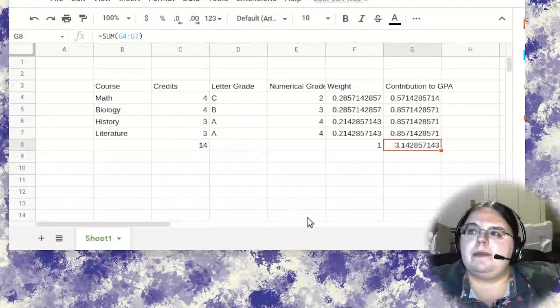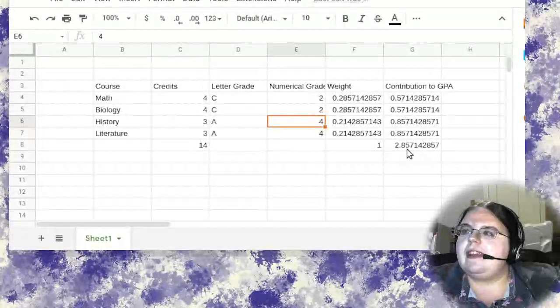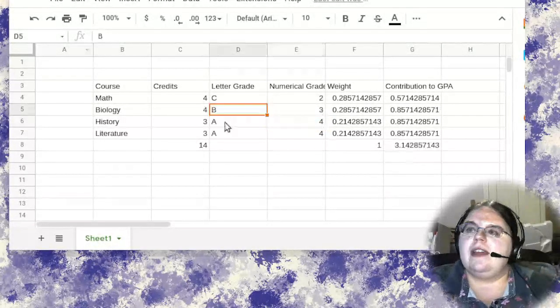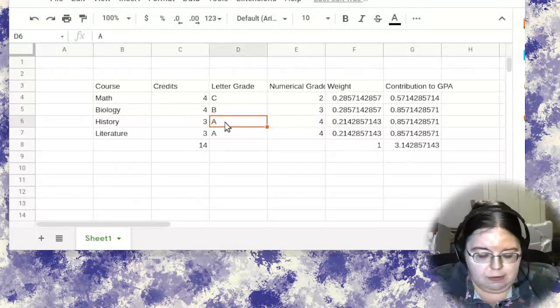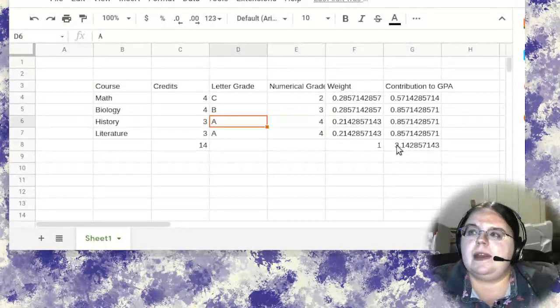Another thing a person might want to know is what happens if one of their grades slipped. So if their grade in biology slipped to a C, okay, so in that case they have a 2.86. That's still definitely passing. It might not be enough for some scholarship. Now, on the other hand, if their history class slipped from an A to a B, that's less of a change. But anyway, here is their final GPA.